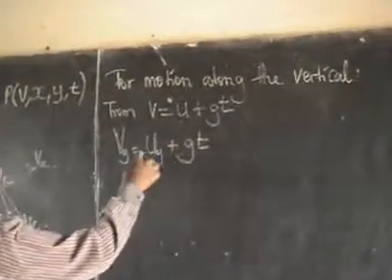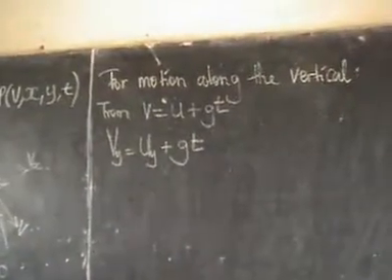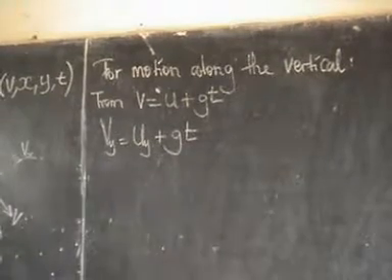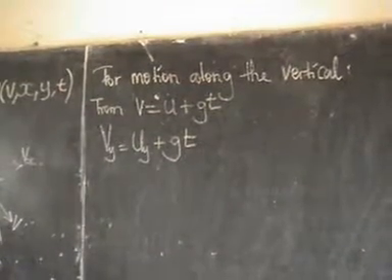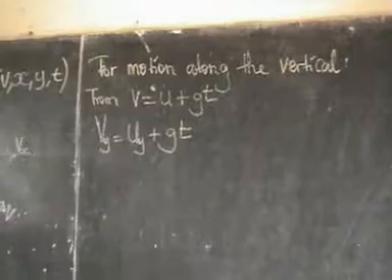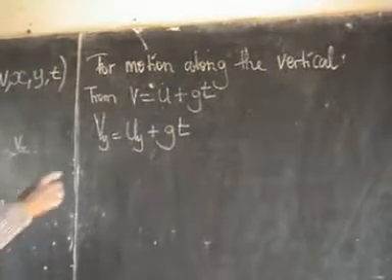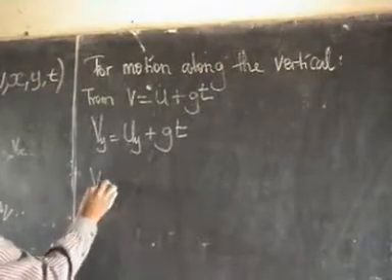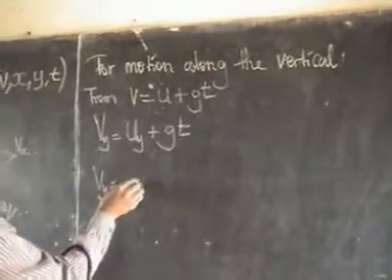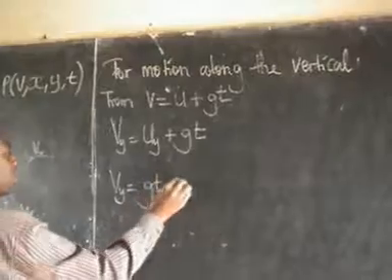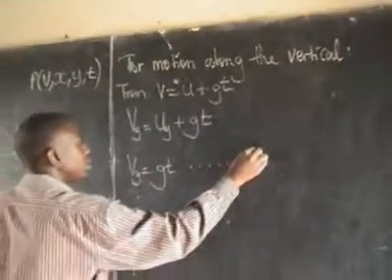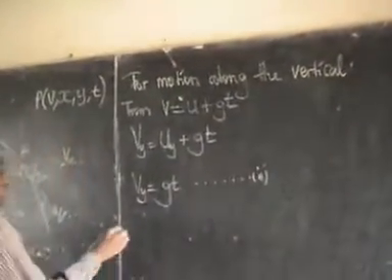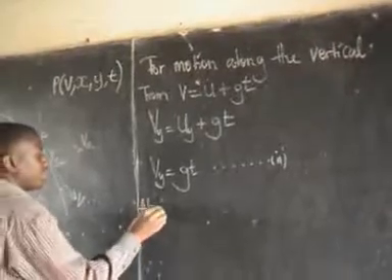Uy is the component of the velocity when t is equal to 0. Now, in this case, the Uy is going to be 0. Therefore, we shall have the Vy at any time t calculated from g t, so you can call that equation 2.